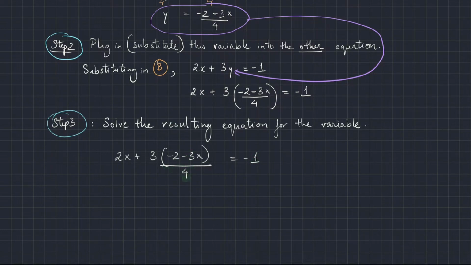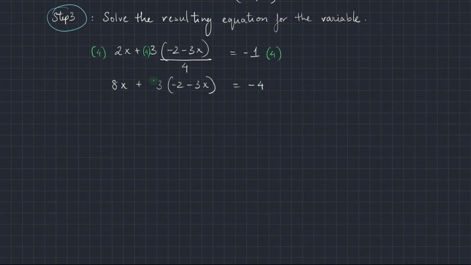Now I don't like fractions, so I'm just going to get rid of this fraction by multiplying the entire equation by 4. I'm going to multiply this term by 4, this term by 4, and this term by 4. So what do I get here? I get 4 times 2x, which is 8x, plus over here the 4 and 4 divide out, and we have 3 times (negative 2 minus 3x) equals negative 1 times 4, which is negative 4.